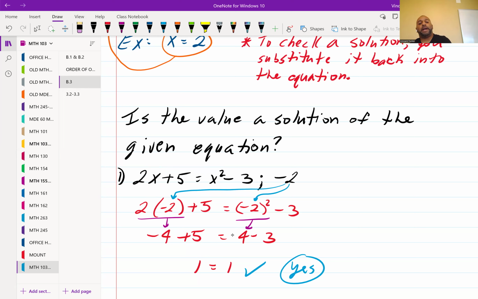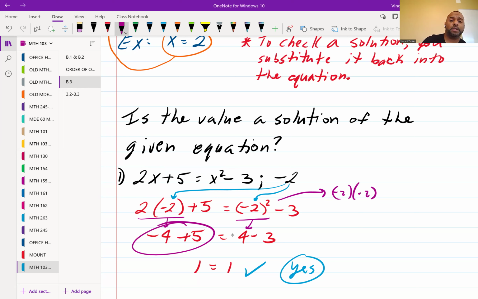And then from there, we do the math, like we did last class. We did 2 times -2 is -4. And then over here, -2 squared is -2 times -2, which is a positive 4. And then over here on the left, -4 plus 5 is 1. And 4 minus 3, excuse me, is 1. And now you see we have a true statement. 1 is equal to 1, which is true. So that means, yes, it is a solution.